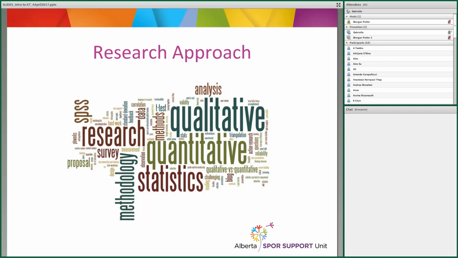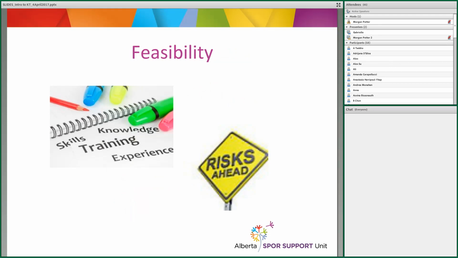So be very clear and specific about your proposed methods, and demonstrate the participation of and commitment to the project by your knowledge users.